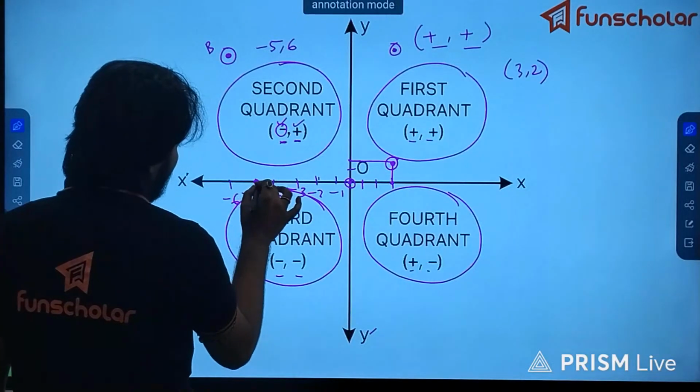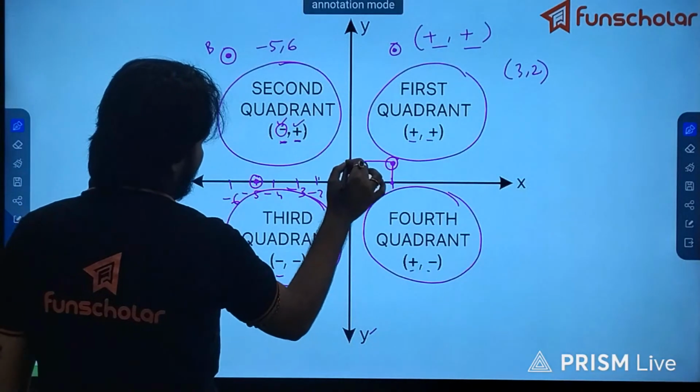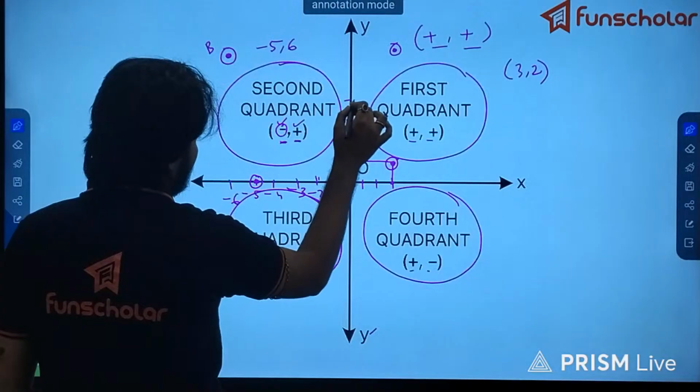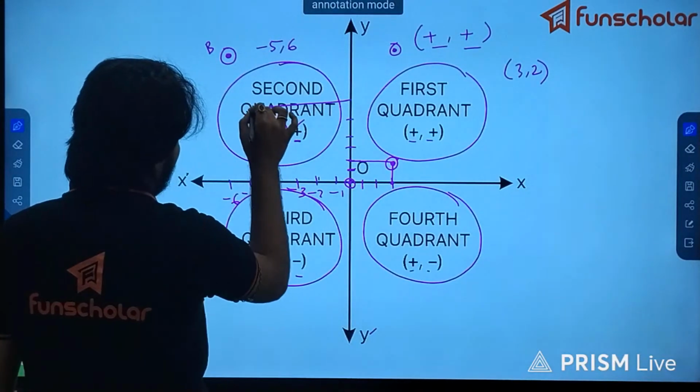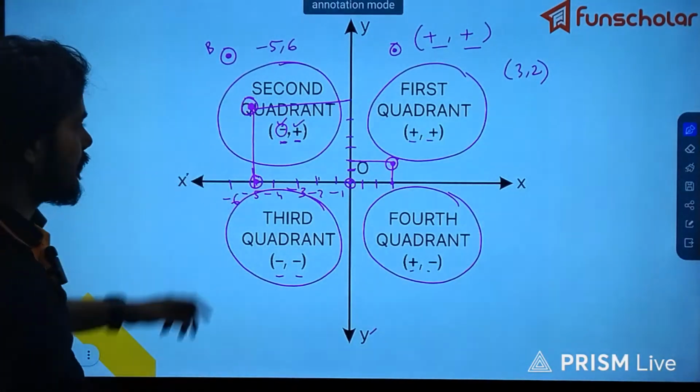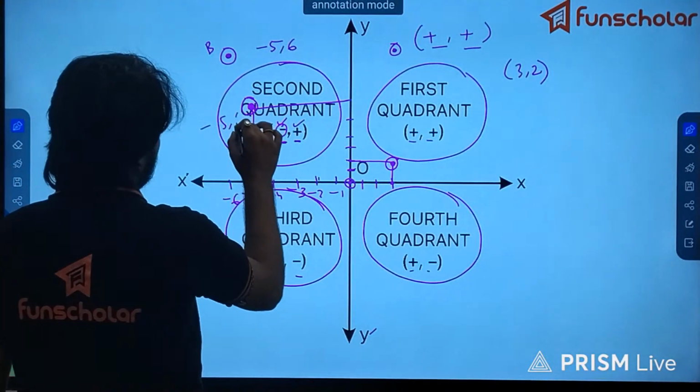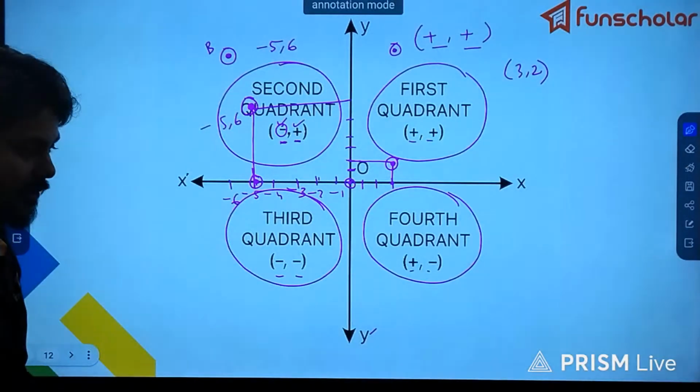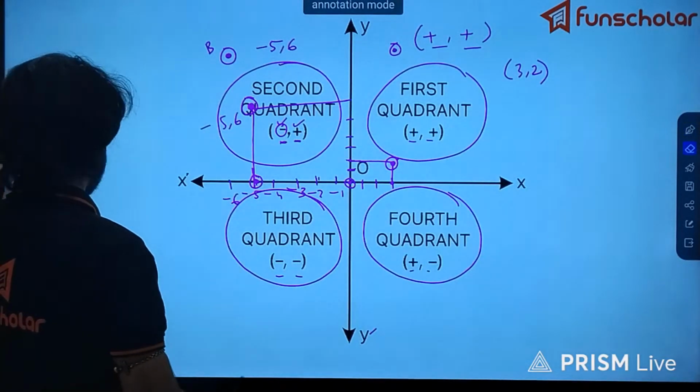So this is -5, and 1, 2, 3, 4, 5, 6. -5 comma 6 will be somewhere in this position. -5 comma 6. Okay, now the third quadrant.